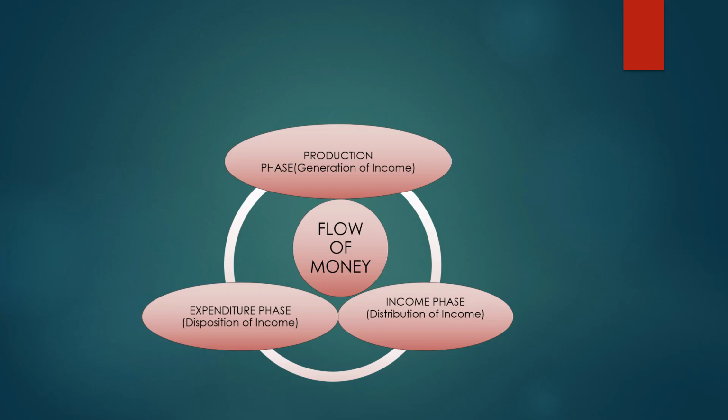Now please see this diagram carefully. In this diagram, the first phase is the production phase. Production phase means if I am working in a factory, I am helping in the production of a product, so my income is being generated over there. So production phase is basically generation of income. When some production happens in the economy, only then can income be generated. So production starts the generation of income.